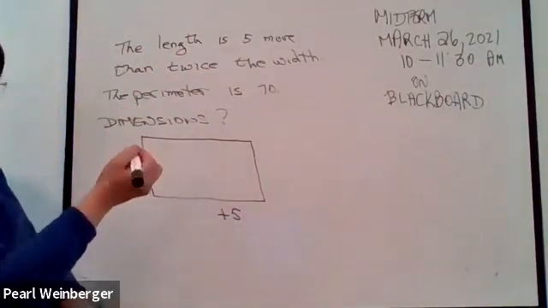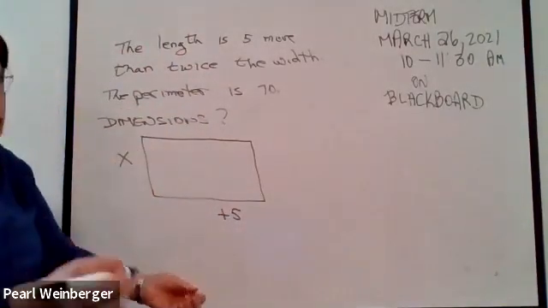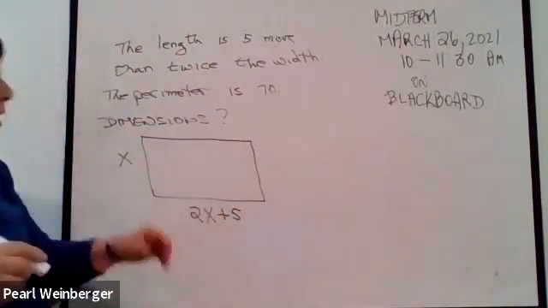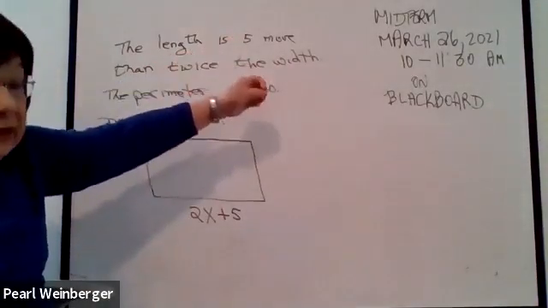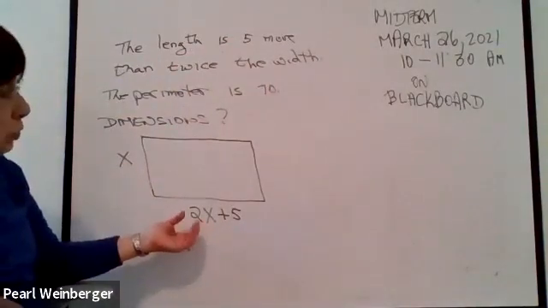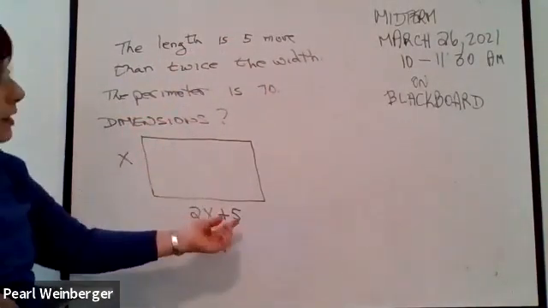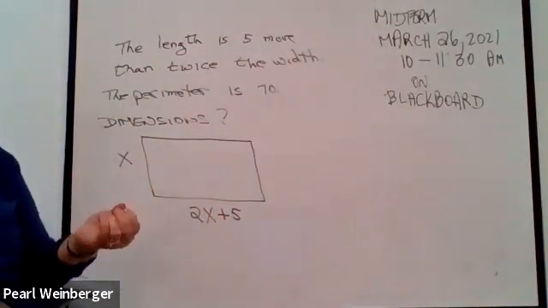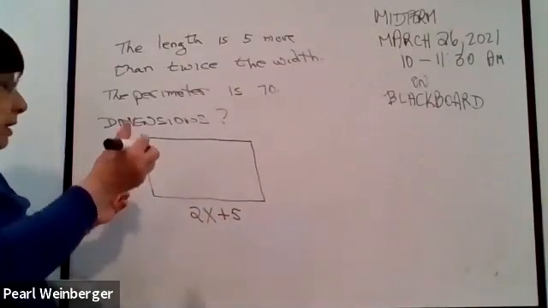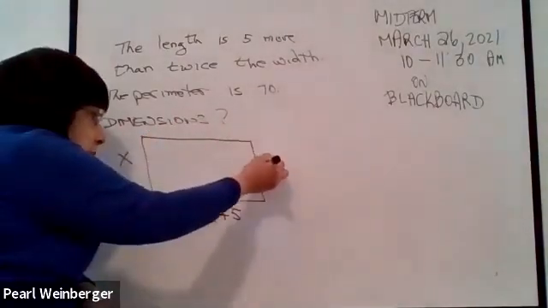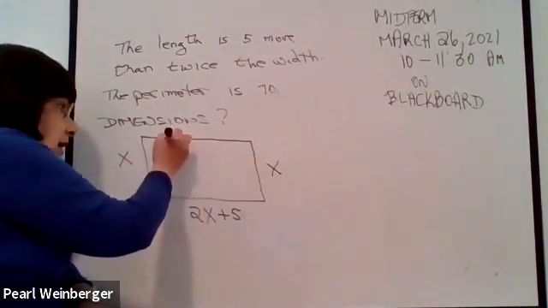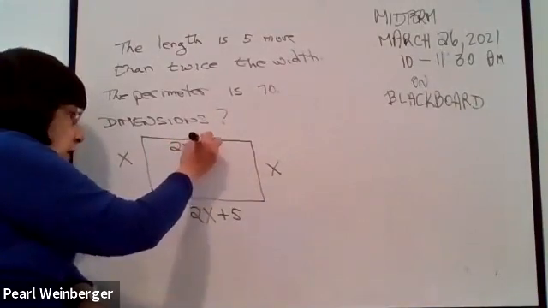Twice the width means you're multiplying. It's the same as saying double or 2 times. So your length is 2x plus 5. If it would have said 5 less, it would have been 2x minus 5. So when it says more, you're going to add the 5 at the end. When it says less or smaller, you're going to subtract the 5 at the end. Now, in a rectangle, the opposite sides are equal. So this one will also be x, and this will also be 2x plus 5.